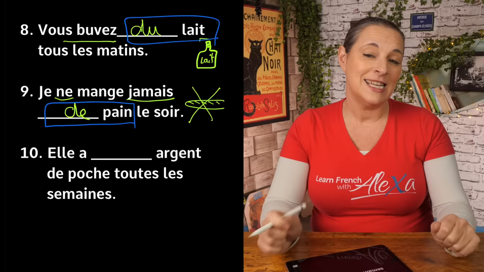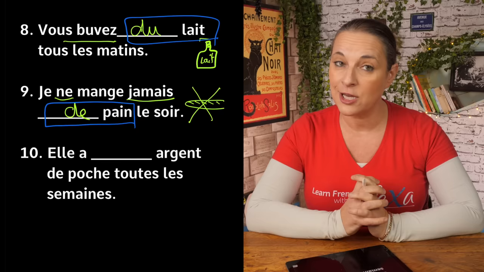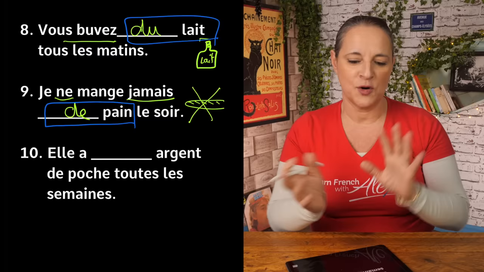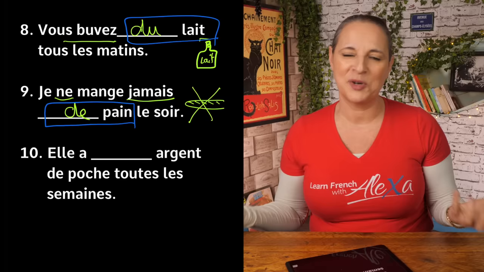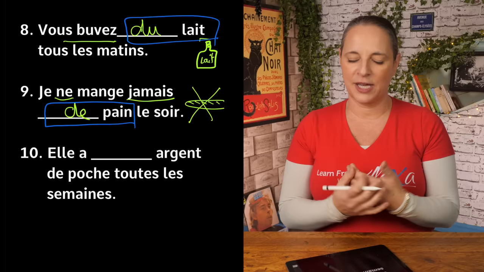Let's have a look at our last one, numéro 10. Elle a something argent de poche toutes les semaines. So she has, okay, argent de poche. Argent, money, poche, pocket. So pocket money. So that means she has some pocket money every week. Toutes les semaines, okay?